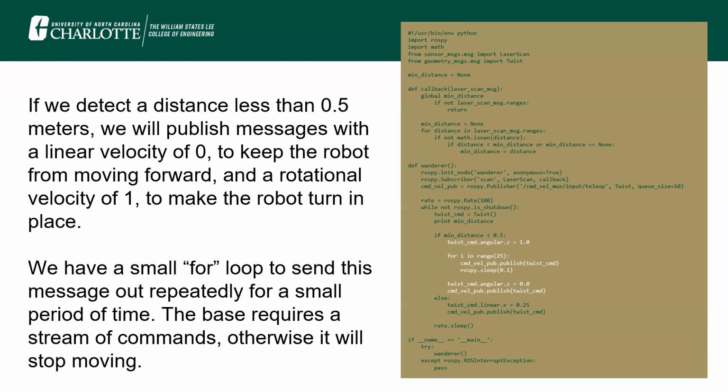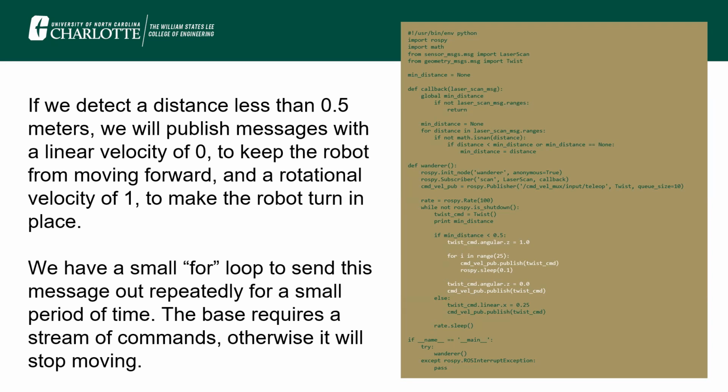So we'll spin in place. And then I have a small for loop right here where I'm just hammering that same twist message that tells it to turn in place. If the robot doesn't receive a twist message in some amount of time, it will stop moving. That's, I guess, a safety feature, so it doesn't drive off or run into something or run off a staircase.